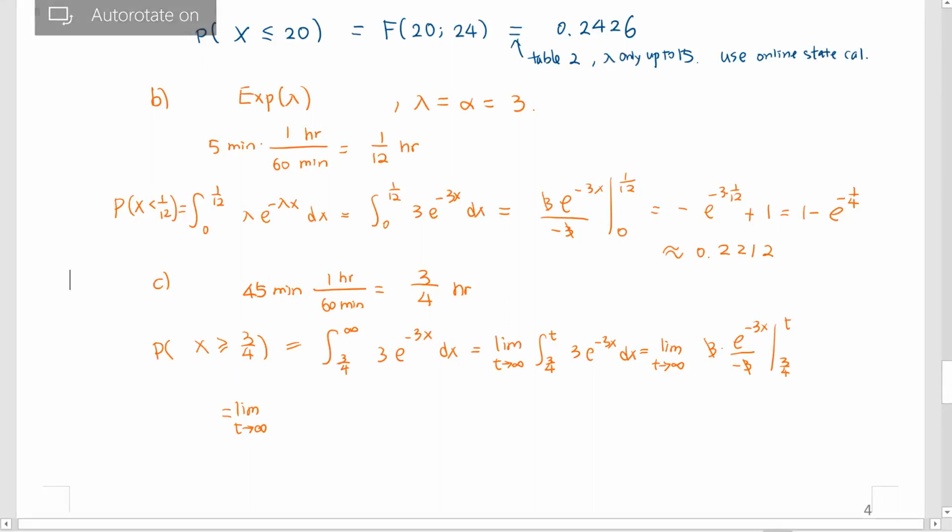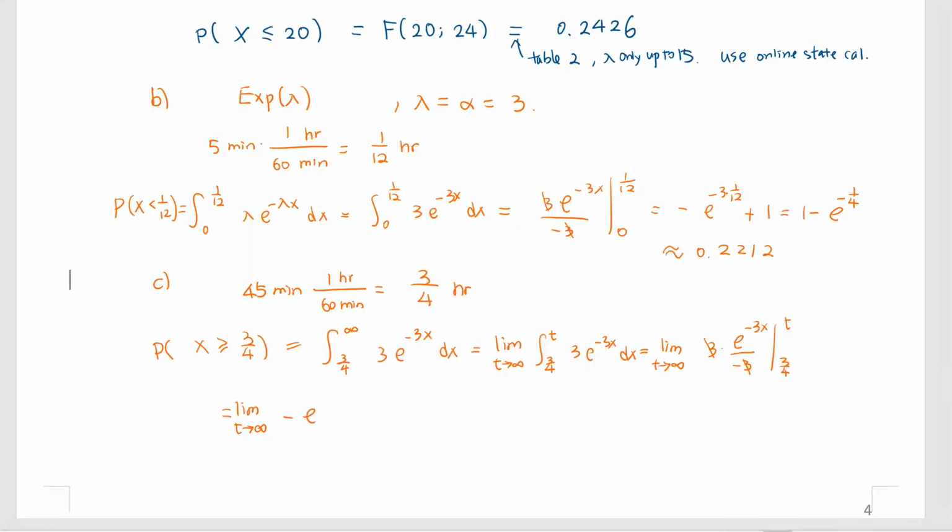Okay, so we plug in t first, so minus e to the negative 3t. Then we plug in 3/4. So minus becomes plus, e to the negative 3/4. Okay, when t goes to infinity, what is this guy? Well, the exponential function looks like that. But when t goes to infinity, minus 3t goes to minus infinity, so the exponential term will go to 0. Okay, so the answer is minus negative 9 over 4.